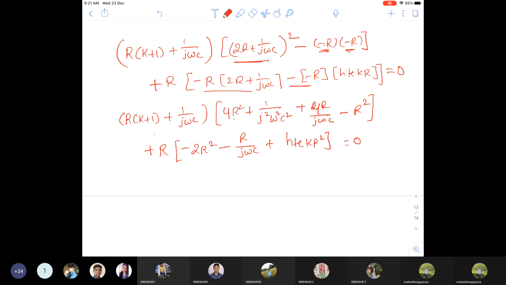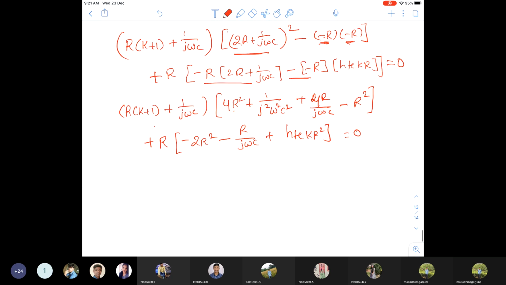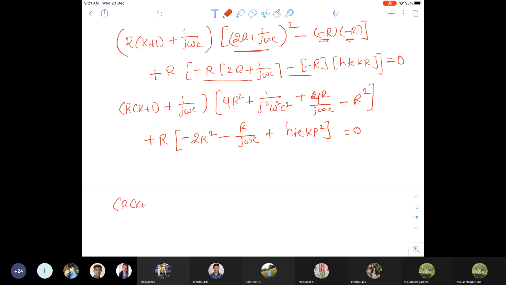Now let us calculate. Again I'm redrawing the equation. R into (k plus 1 plus 1 by j omega C), 4R square minus R square becomes 3R square, plus j square becomes minus 1, so I can write here minus 1 by omega square C square, plus 4R by j omega C, minus, sorry, minus R square cancels, no?